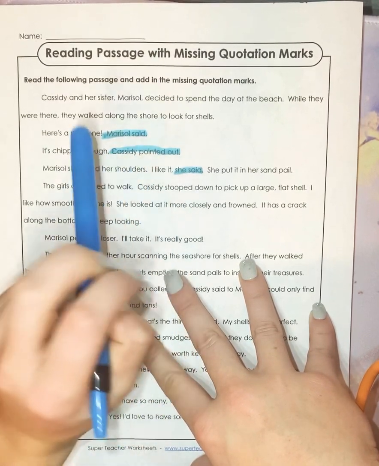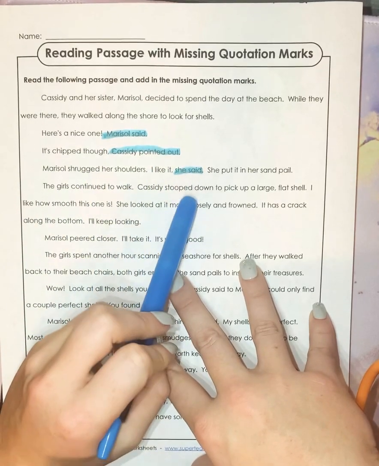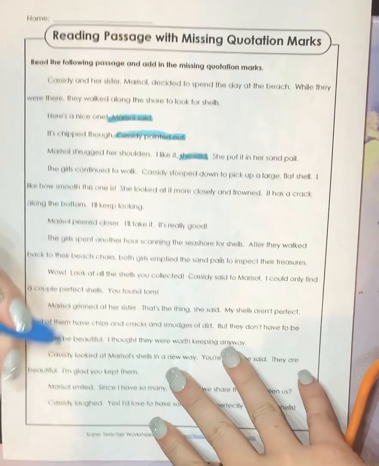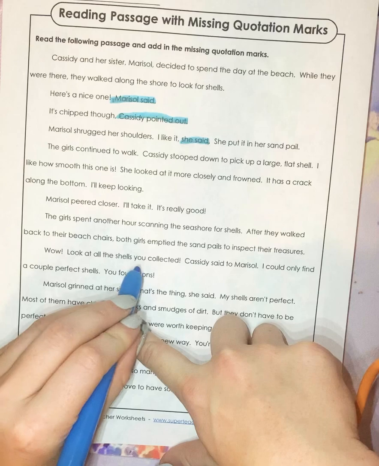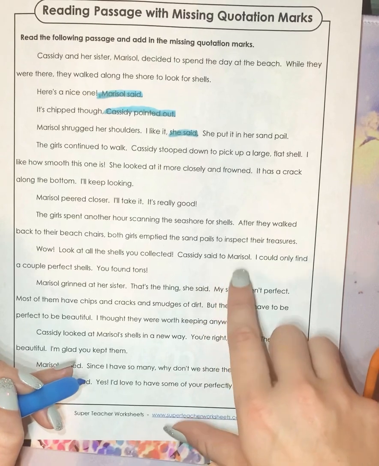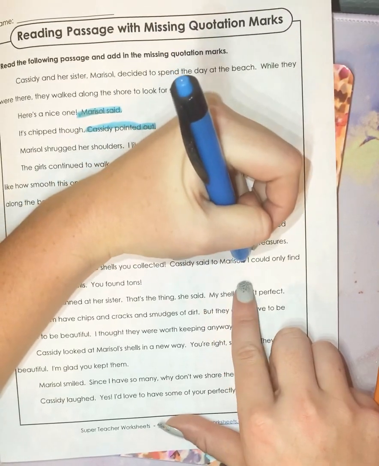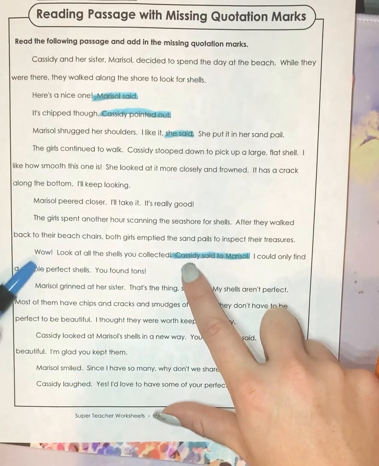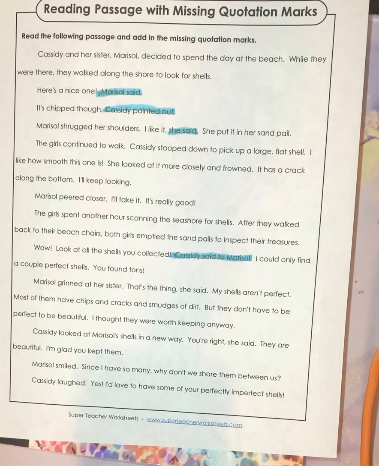Cassidy pointed out. Marisol shrugged her shoulders. I like it, she said. She said tells us who's talking. Let's find one more. Here we go. Wow, look at all the shells you collected. This is where she's talking. Cassidy said to Marisol. Wow, look at all the shells you collected. Cassidy said to Marisol, that's our dialogue tag. It's telling us that Cassidy said this to her friend. Now let's look at how we can add in the quotation marks and what it looks like.